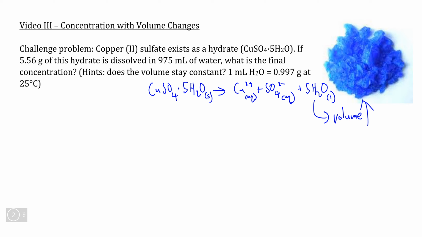If we start from the beginning, our concentration calculation works exactly the same way as before, where we start with the mass of our solute, in this case copper 2 sulfate pentahydrate, and we need to figure out what the number of moles of this compound is in order to then divide this by the volume of the solvent in order to figure out what the initial concentration is. So let's start by calculating the molar mass of copper 2 sulfate pentahydrate.